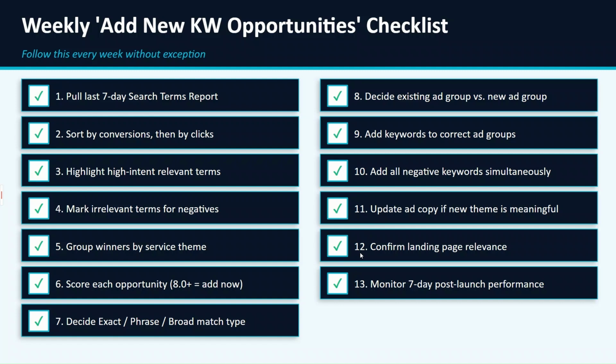And number 11 is update the ad copy if you are adding any new keyword theme. And number 12 is confirm the landing page matches the new keywords. And number 13 is monitor 7 days of post-launch performance. So monitor performance for the next 7 days, check spend, CTR, conversion rate, and lead quality. So this is the complete weekly loop. Do this every week and your account will keep getting stronger.